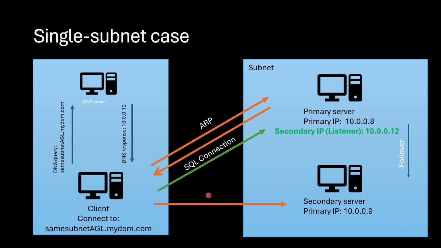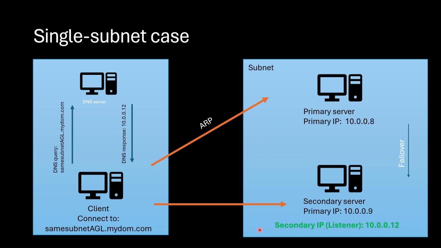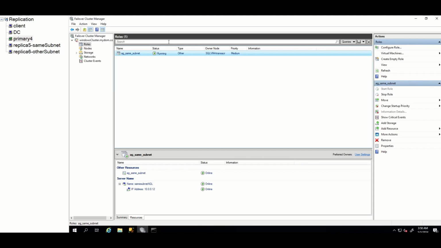Now, suppose failover happened and secondary became primary. In this case, secondary IP is moved to secondary server. As a result, connection to this first primary server starts to fail with TCP retransmissions and reset as secondary IP does not exist anymore, right? After a few retries, client gives up and makes ARP request again. In this case, client gets response from new primary and makes connection. In this way, failover is detected. Let's see this in action.